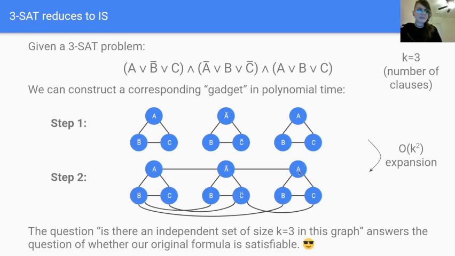Because now we can ask, is there an independent set of size 3 in this graph? We pick 3 because there's 3 conjuncts up here. If we had 10 conjuncts, we'd have 10 triangles, and we'd ask if there's an independent set of size 10 in this graph. And the answer to this question, is there an independent set of size 3, answers the original 3-SAT question of whether there are values for A and B and C such that this is true. Why is that the case? Why can this answer our original question?